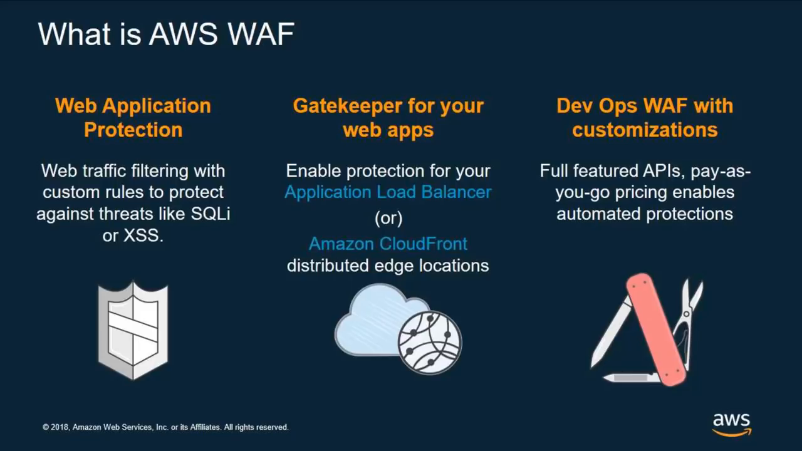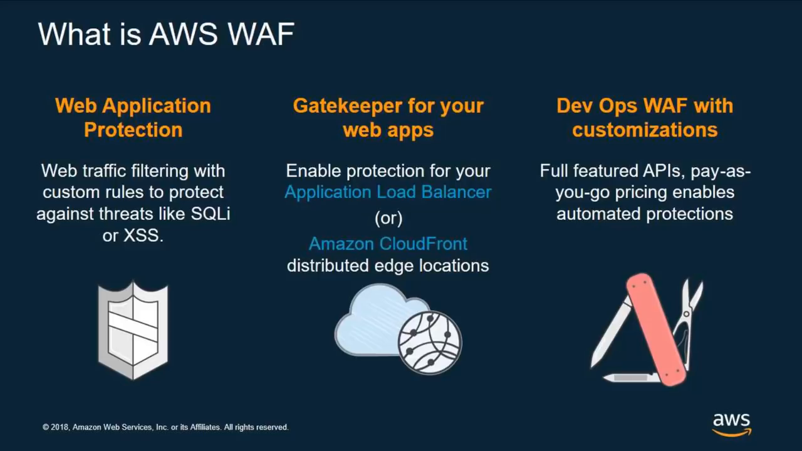What is AWS WAF? AWS WAF is a web application protection tool. You can use AWS WAF to filter bad traffic hitting your web applications. And here, bad traffic could be application vulnerabilities like SQL injection or cross-site scripting, or it could be bad bots or other bad actors like even DDoS attacks.